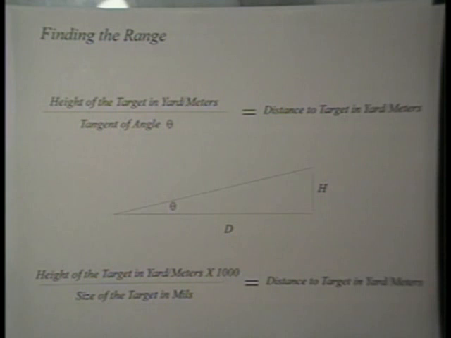So we just take the size, the known size, or estimated size of the target. We divide it by the mils. And remember that number, 3.75. And that's going to give me distance in yards or meters, whatever scale I'm using. It's going to be consistent all the way through.